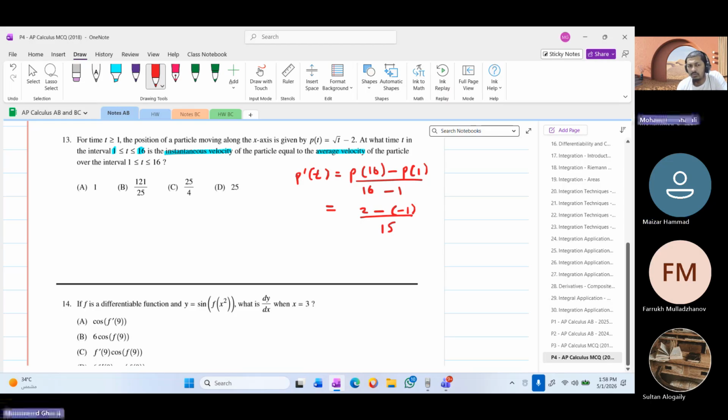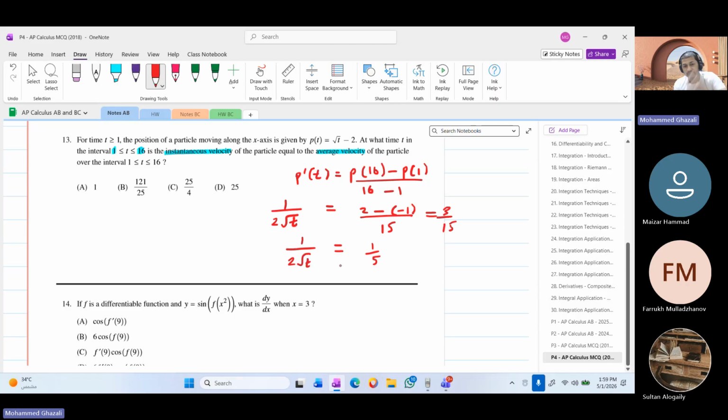No, what is p prime t? p prime t is 1 over 2 root t. Just like this. Now the other side is 3 over 15. What's 3 over 15? 1 over 5. And that's 1 over 2 root t.